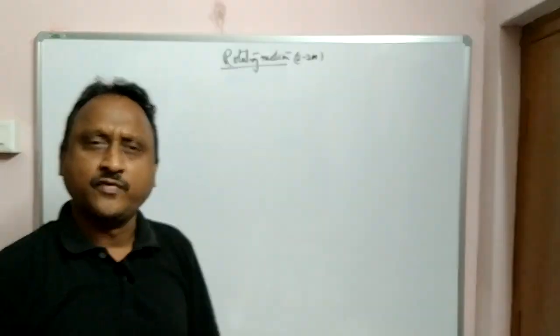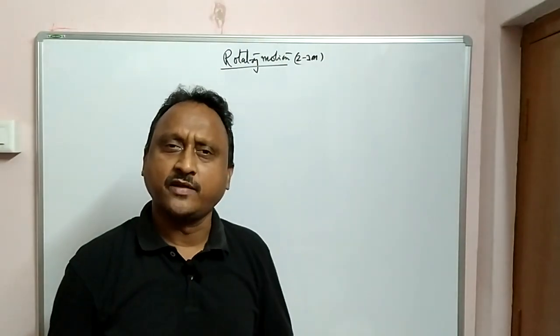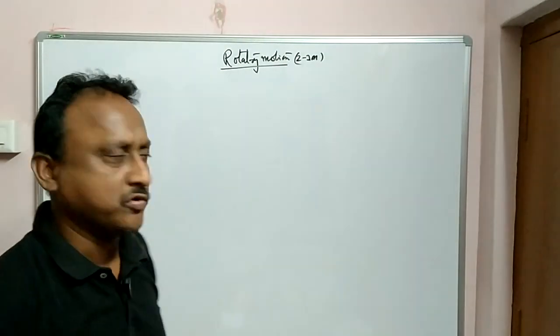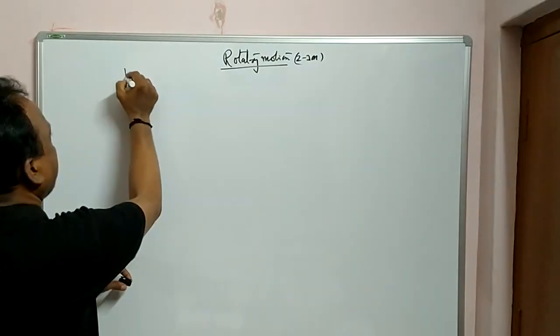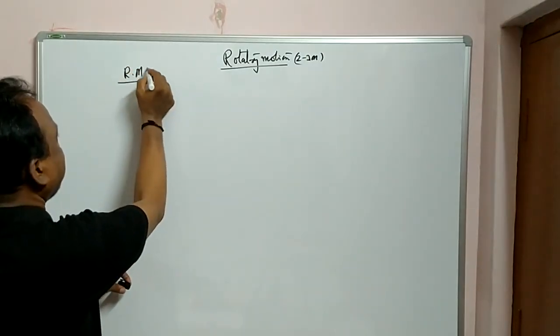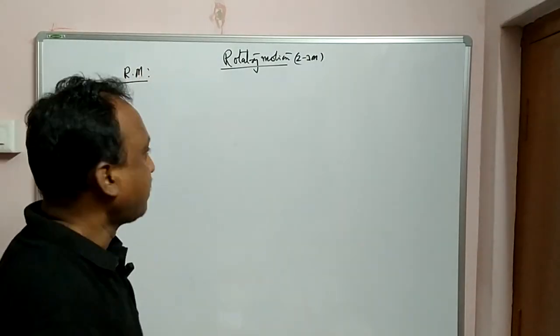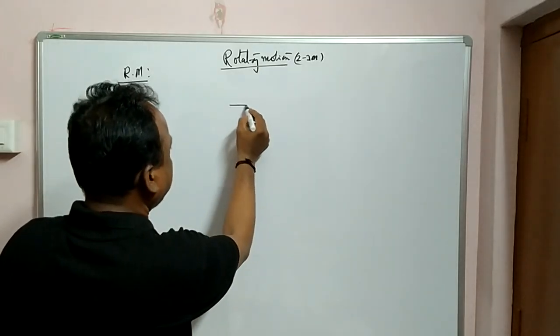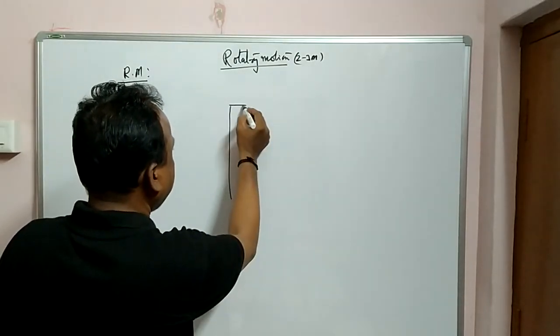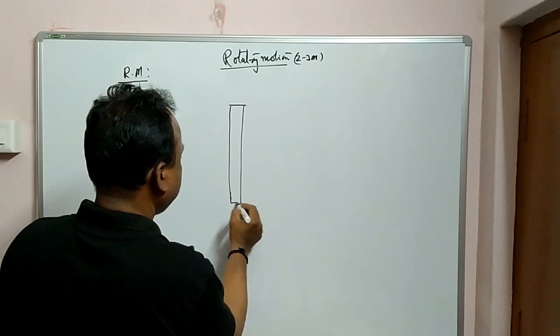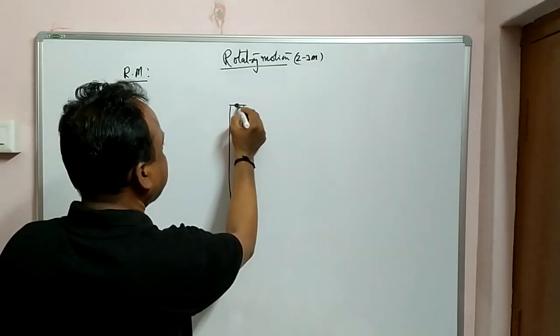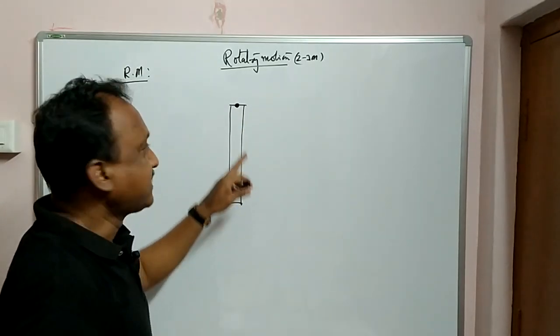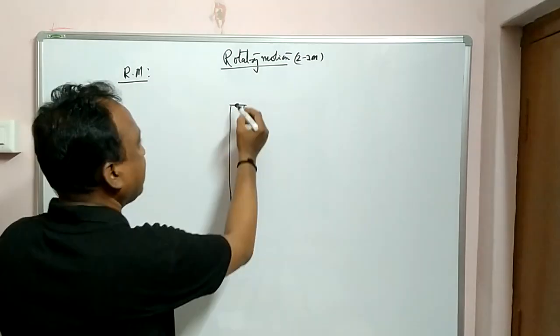Now first of all, let us define what is meant by rotatory motion. For that I will take a small example. For example, this is a rod. It is fixed at one point. Let us take a rod fixed at one point.